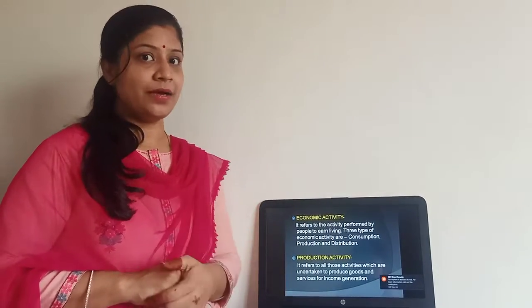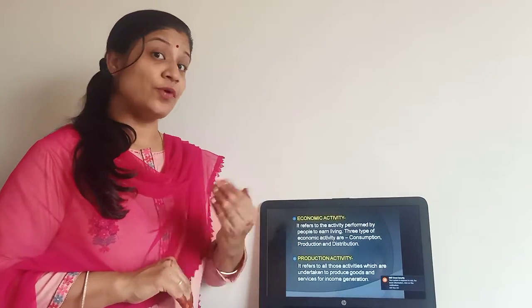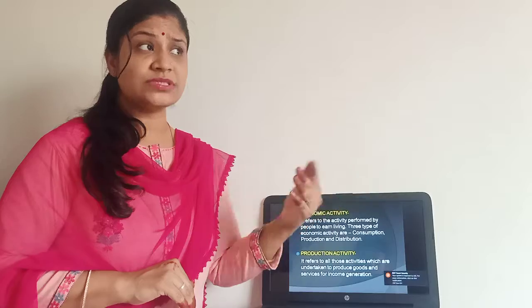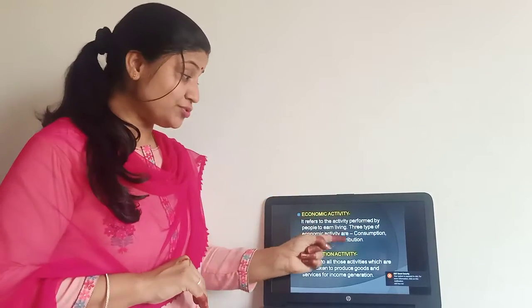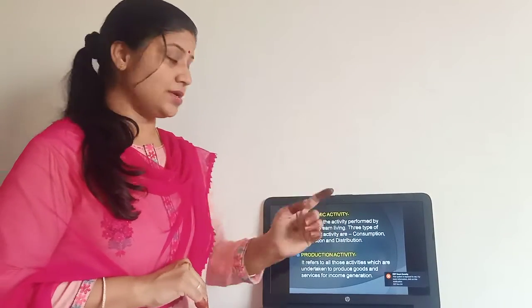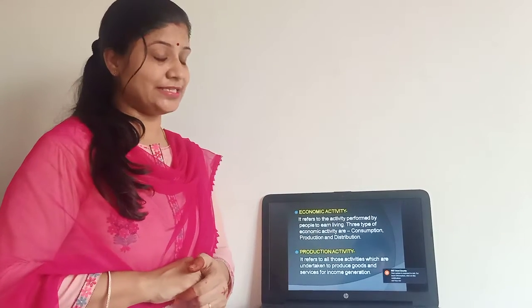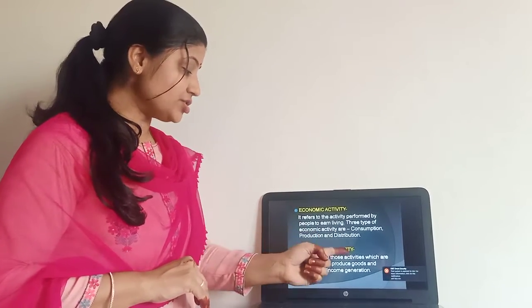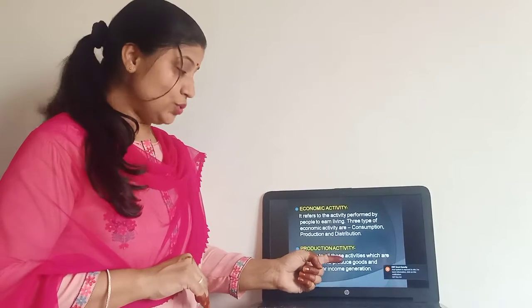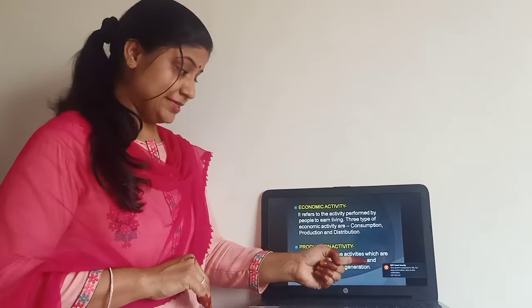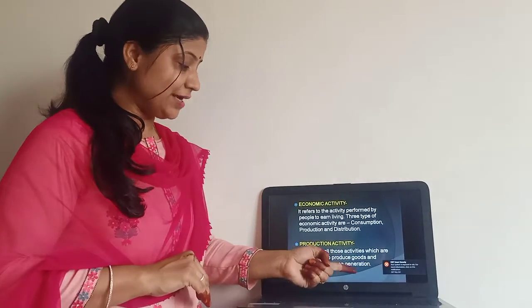For example, if I am hungry and I want to eat something, what action will I take? I will go into the kitchen and cook, or I will go outside and purchase. So the consumption activity starts, that is an economic activity. We will see the second activity, that is production. Production refers to those activities which are undertaken to produce goods and services for income generation.